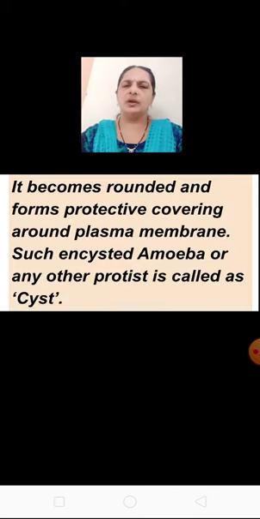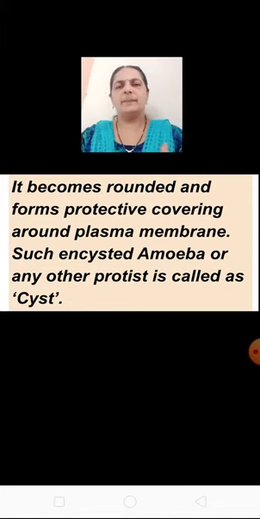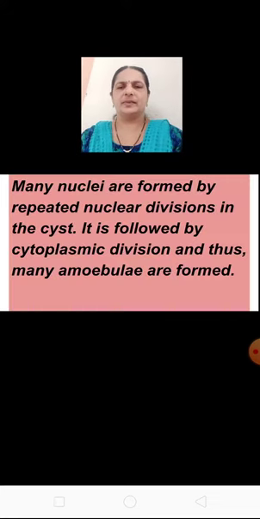Okay, so what will happen in this? It becomes rounded and forms a protective covering around the plasma membrane. There is a covering around the plasma membrane, and such an encysted amoeba or any protist is called a cyst. So under unfavorable conditions like lack of food, they will not form the pseudopodia, so they will be stagnant in one place and become round in shape, and they will form a protective layer around it, which is called the cyst.